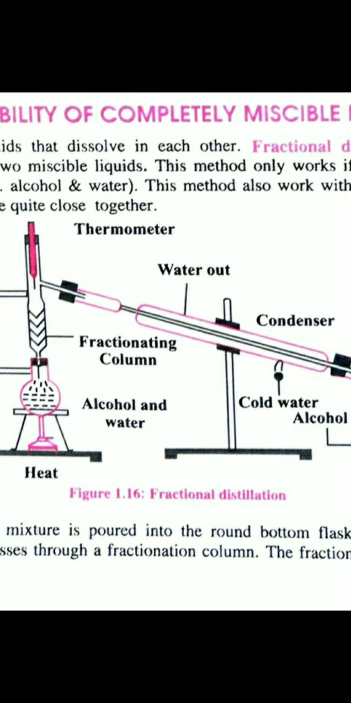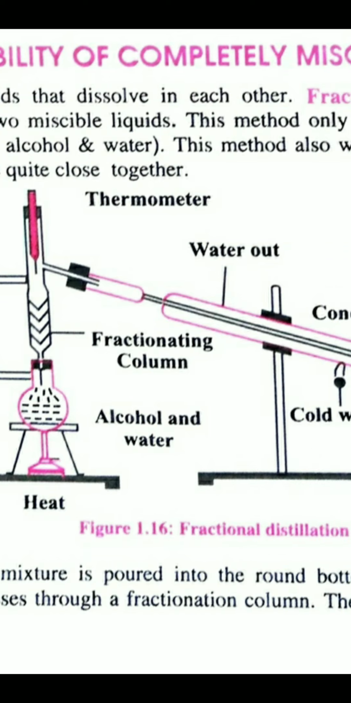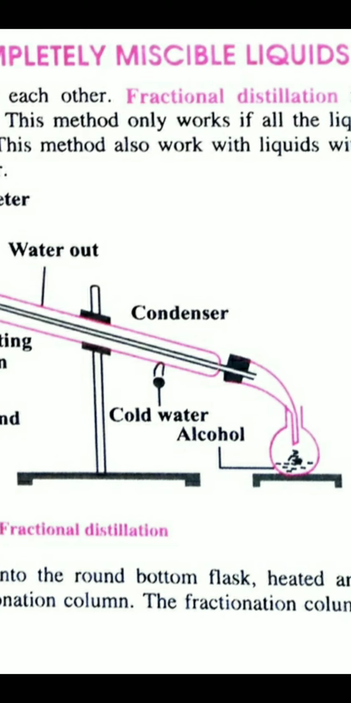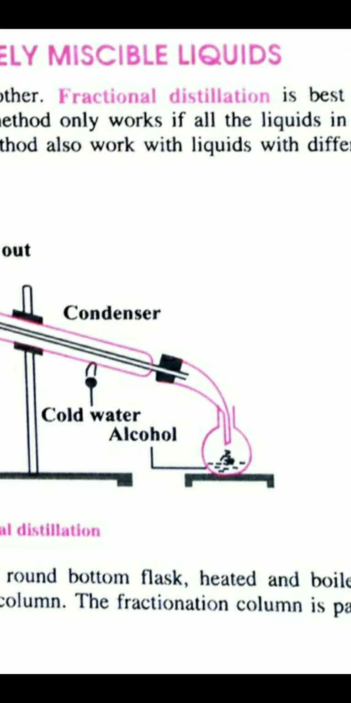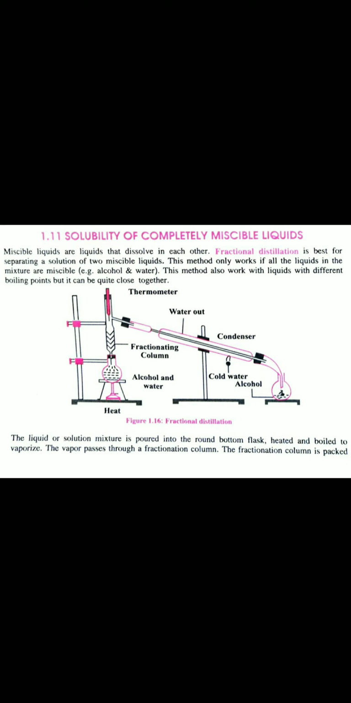So when we are applying the temperature, the vapor is formed and transfers to the condenser. When the vapor passes through the condenser, due to the cold water, it is converted into liquid droplets, and those liquid droplets are collected in this round bottom flask. Now the liquid solution mixture is poured into the RBF and heated and boiled.